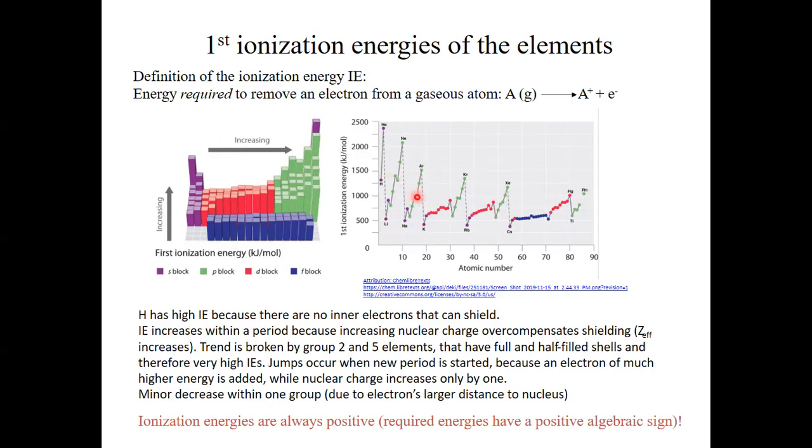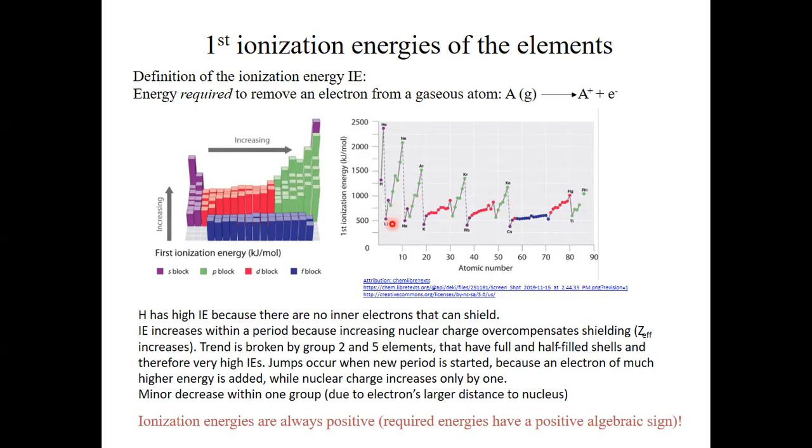If we look further down the periodic table, at higher periods, we see again the same trend. The elements of group 2 and group 15 have higher ionization energies than expected.